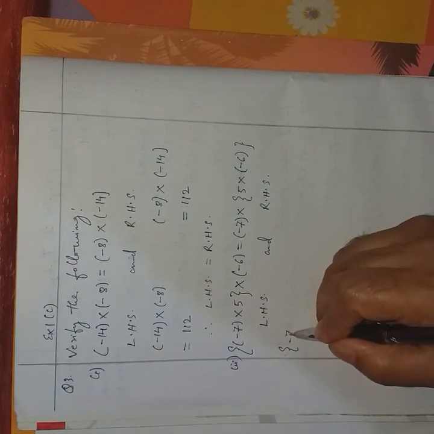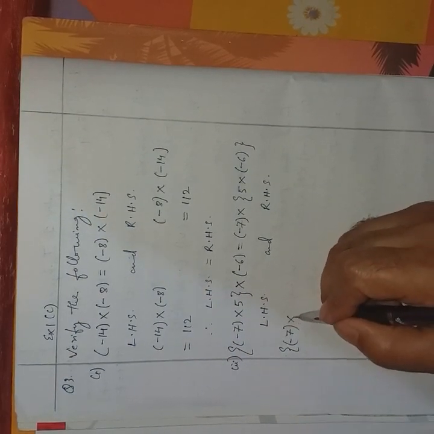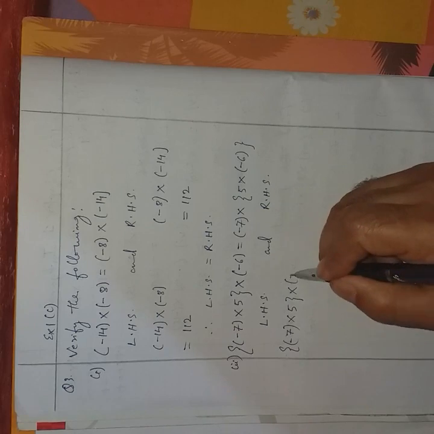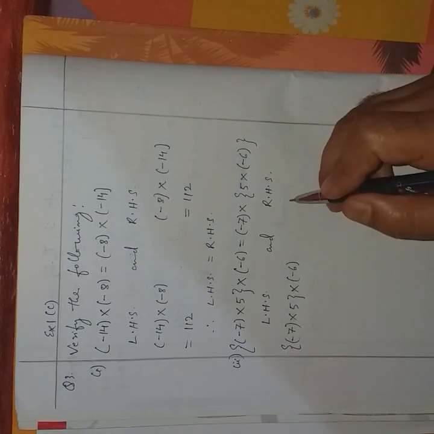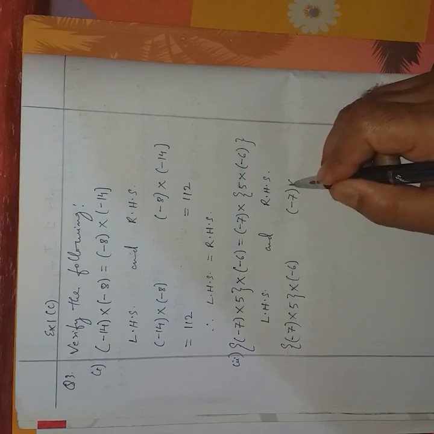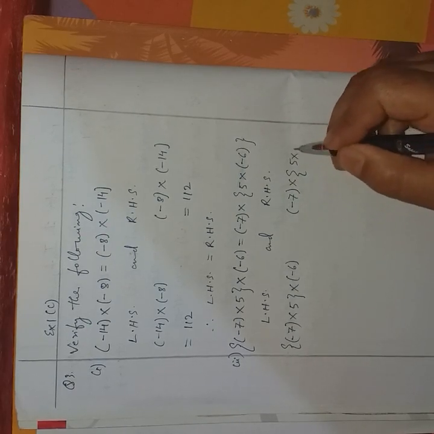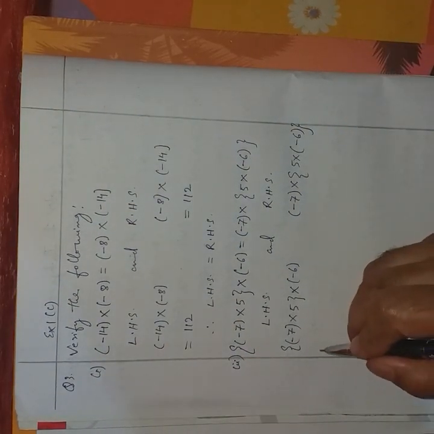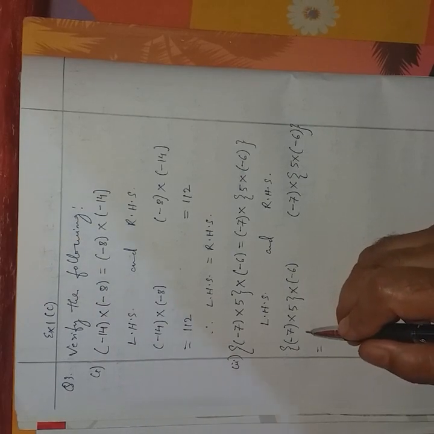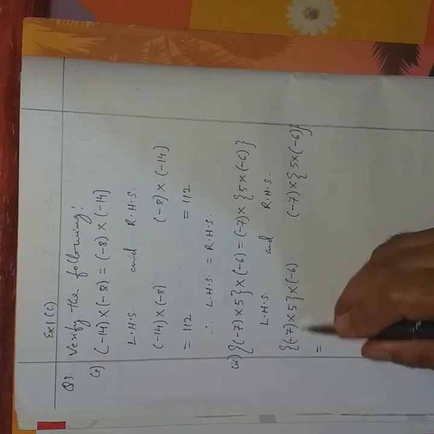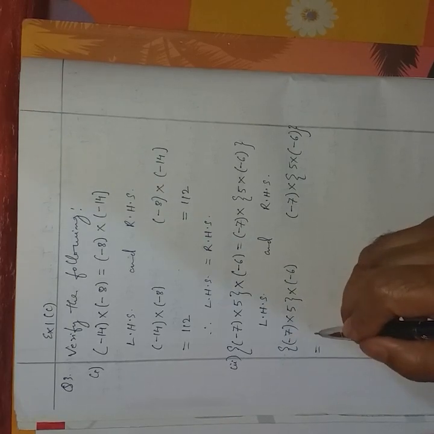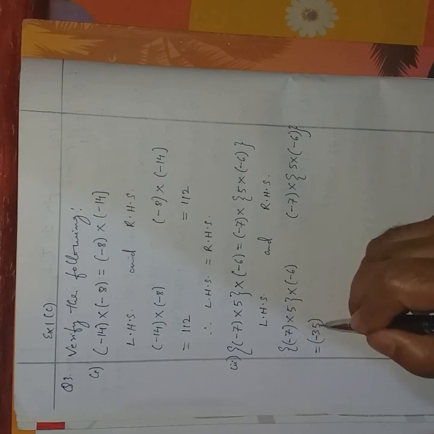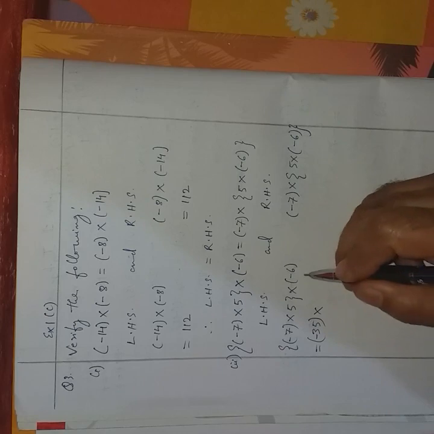So here left hand side is minus 7 into 5 into minus 6, and right hand side is equal to minus 7 into 5 into minus 6. So both sides we have to solve. Inside this bracket, one is negative and one is positive, so the resultant will be negative. Minus into plus, minus. 7 5s are 35. So keep it as minus 35, in bracket, and this is minus 6.